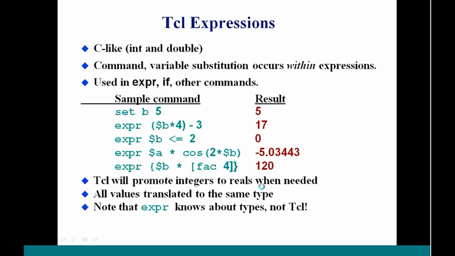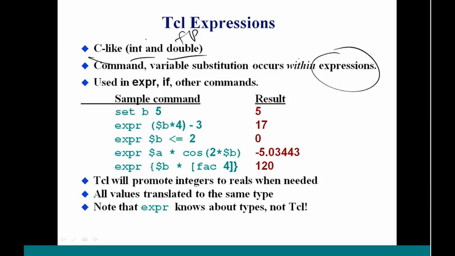Now I want to talk about the Tcl expressions. Basically it is more C-like, int and double. You can think of this as integer and floating point. So we will see how this works. The command and variable substitutions all occur within the expression itself, and it's used in expr, if, and other commands. So what do we mean by the command and the variable substitutions, and how are these expressions done?